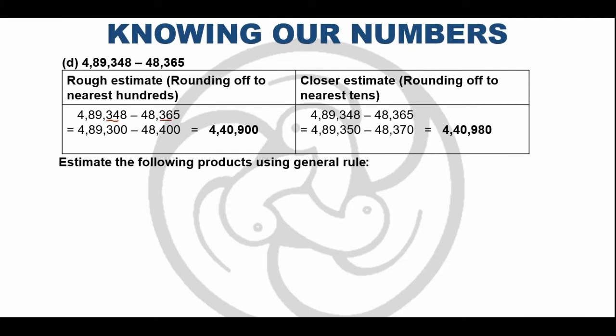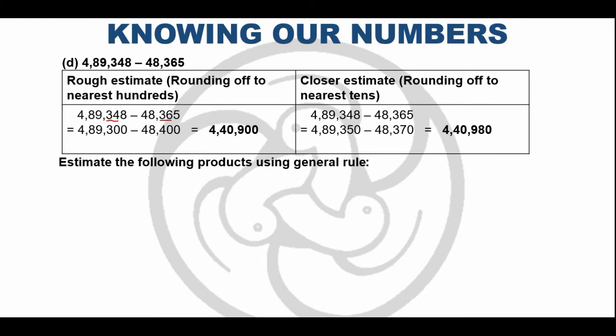Minus, what is in the 100 position? 3. So you have to look at the right side number, that is 6. It is greater than 5. That means you have to add 1 to the 100 position. So it will become 48,400. Whenever you subtract these two numbers, you will get 4,40,900.